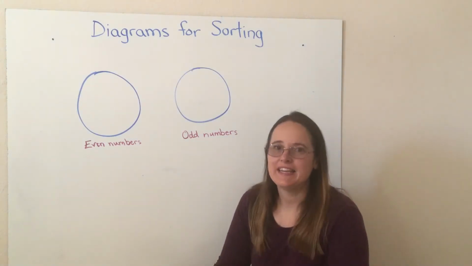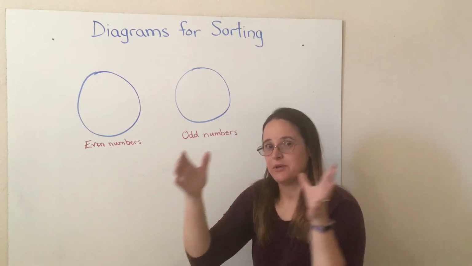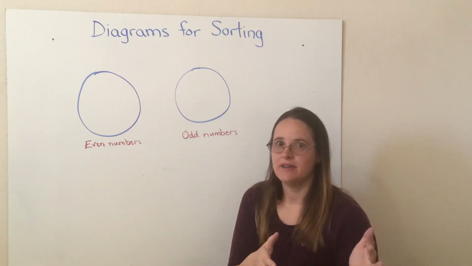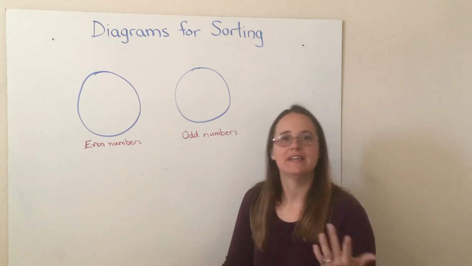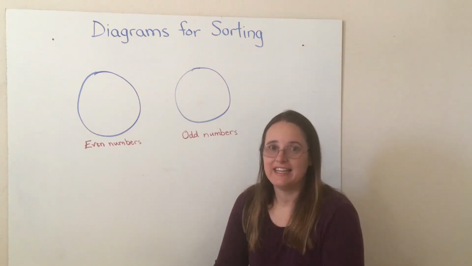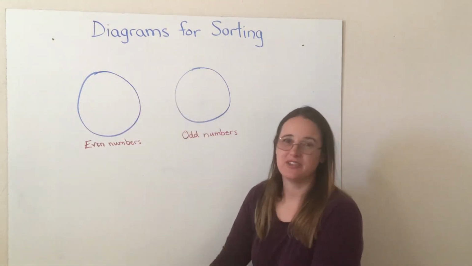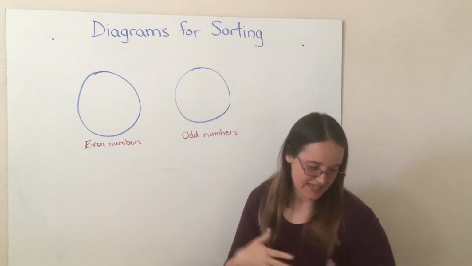Are there any numbers that exist that would be both an even number and an odd number? No. A number is either even or odd. We don't have any numbers that are both. So therefore, my circles don't touch whatsoever. We have no overlapping space.